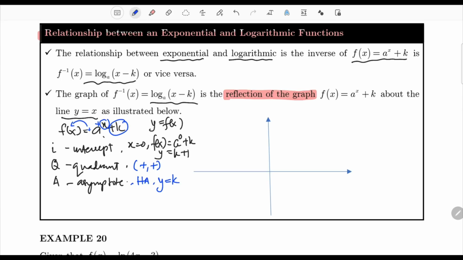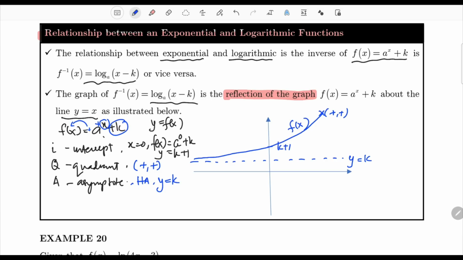Knowing this, we're going to sketch the graph. Find your asymptote first. Let's say this is your y equal to k. We have here k plus 1 for the intercept, and then we have the point in the positive quadrant. So we're going to join everything. That is the graph of your f(x).